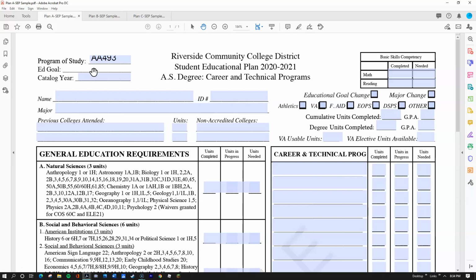A means you're going to plan on getting a bachelor's after you transfer. B is a bachelor's without transferring. And C is just an associate's degree. So because this one is not designed for transfer, it's going to be a C. And an E would be a certificate, but that's also a different type of degree as well.